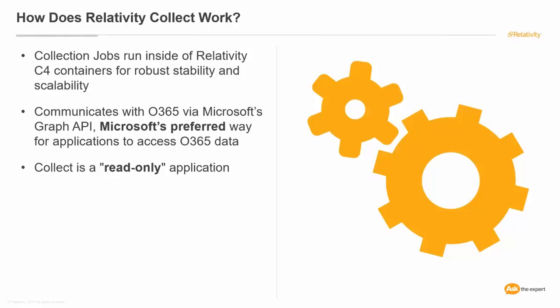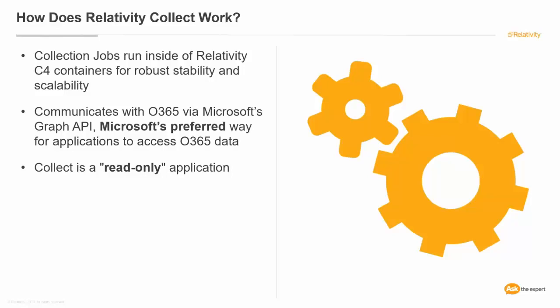As far as how we actually work with Office 365, as you'll see in the demo a little bit later, we work with an application registration that's made in Office 365. As part of that application process, Microsoft provides you with an application ID and an associated secret. And we use those to set up the data sources in Relativity Collect. So that information allows us to communicate through the Graph API with Office 365. And this is Microsoft's preferred way of having third-party applications communicate with Office 365. And again, as part of the demo, we'll show you exactly how to set this up and how to utilize that application ID and secret.